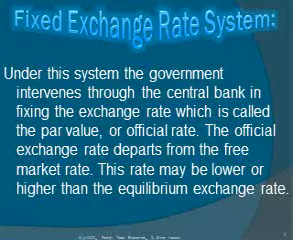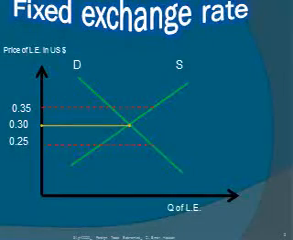Fixed exchange rate system. Under this system, the government intervenes through the central bank in fixing the exchange rate, which is called the par value or official rate. The official exchange rate departs from the free market rate. This rate may be lower or higher than the equilibrium exchange rate. In this system, the central bank only determines the exchange rate for each country. And this is a very important system and depends on the reserve for each country.